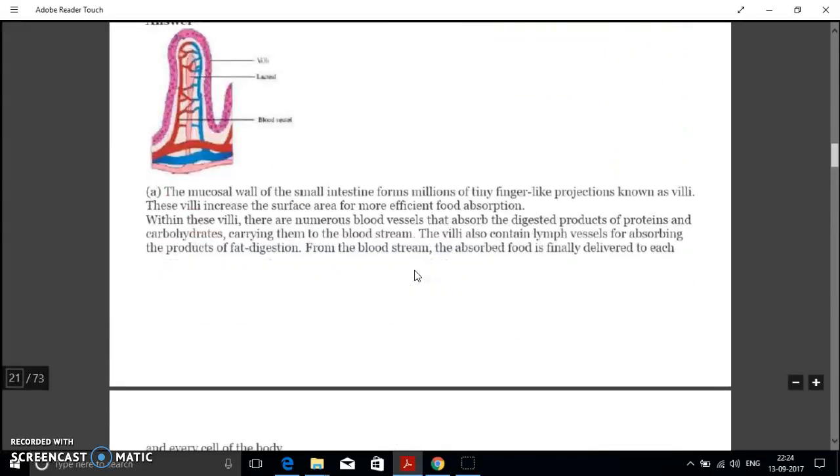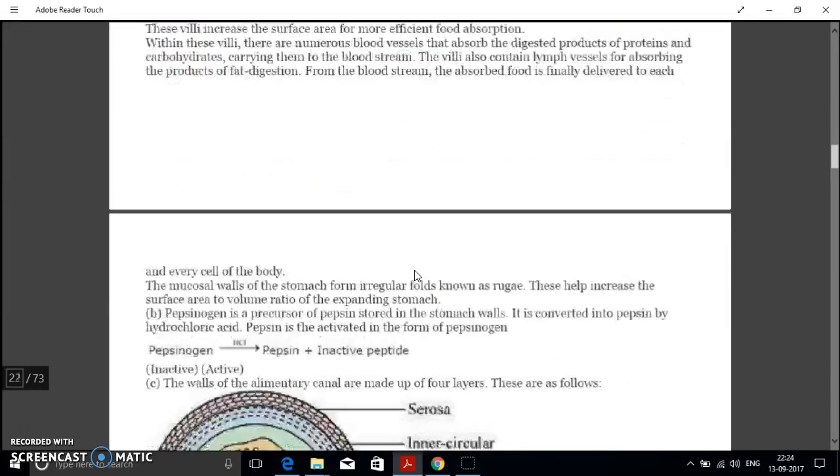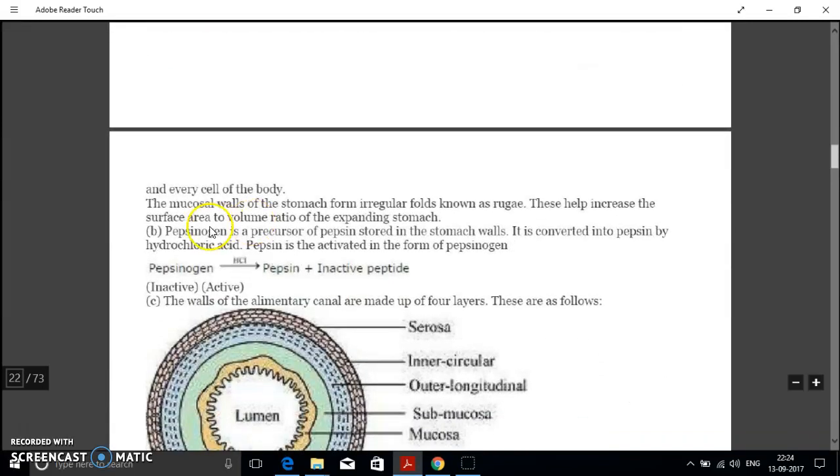So pepsinogen is a protein digesting enzyme, and pepsinogen is the inactive form. The active form is pepsin. So one of the functions of HCl, which is secreted in the stomach, is conversion of pepsinogen to pepsin. And pepsin is the active enzyme which will digest the proteins into peptides. So pepsinogen is a precursor of pepsin stored in the stomach wall, converted into pepsin by hydrochloric acid. Pepsin is the activated form of pepsinogen.